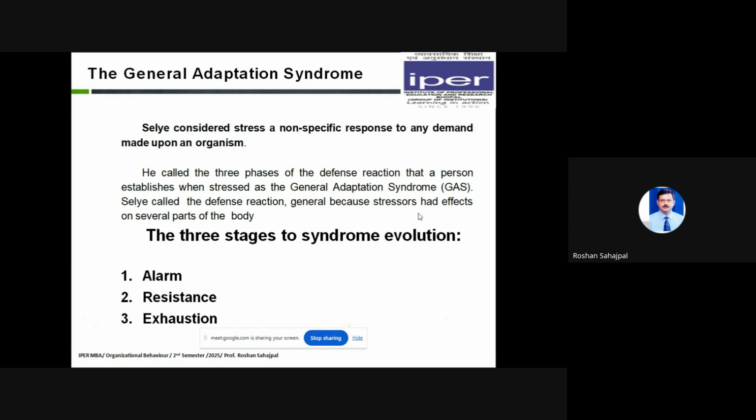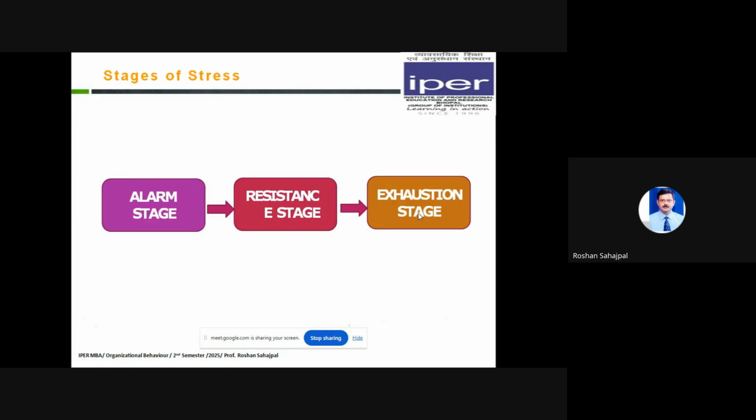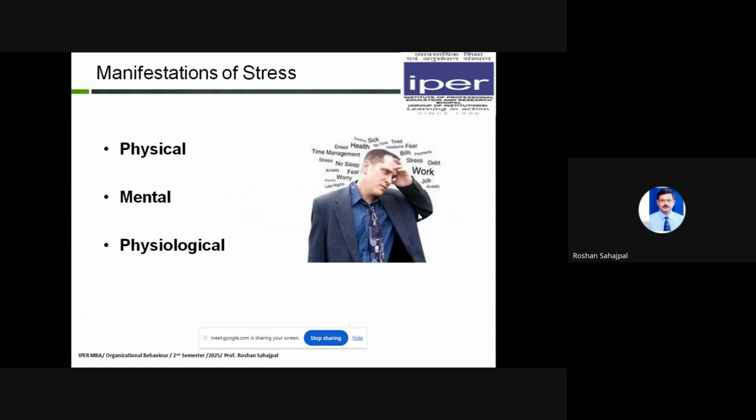तो सबसे पहले क्या होता है कि अलार्म की सिचुएशन आती है, and then there is a resistance, and finally it leads to mental and physical exhaustion. So the three stages of the general adaptation syndrome are: first is alarm, second is resistance, and third is exhaustion. Alarm पहले होता है कि you are taken aback, you show your resistance, and in the process of being exposed to a stressful condition, it leads to physical and mental exhaustion.